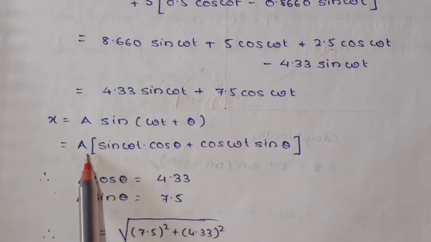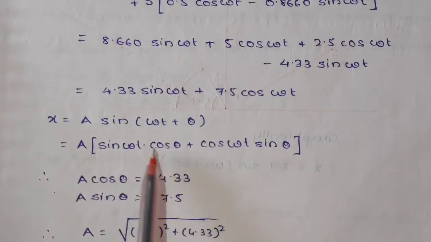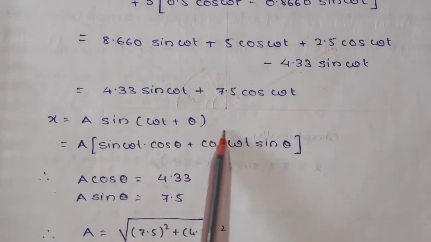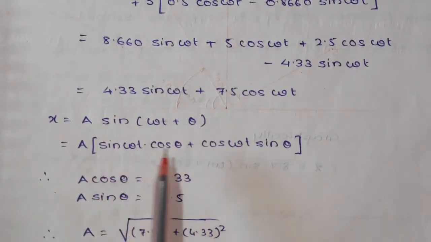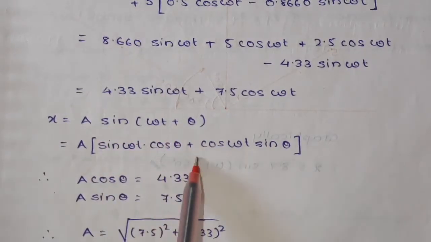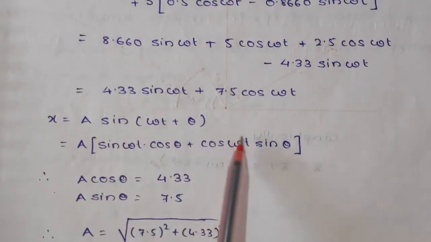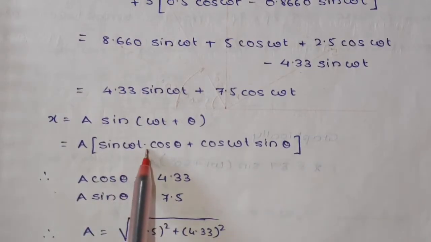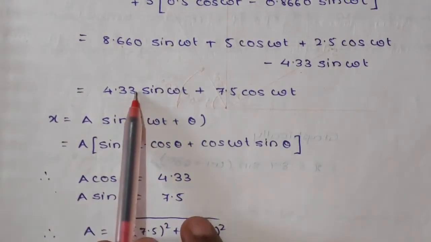So here it is sine omega t plus theta, taking it as sin(A plus B), which will be sin A into cos B plus cos A into sin B. That is sin omega t into cos theta plus cos omega t into sin theta. Now we know that A cos theta is 4.33 and A sin theta is 7.5. You just compare this equation with the previous equation.